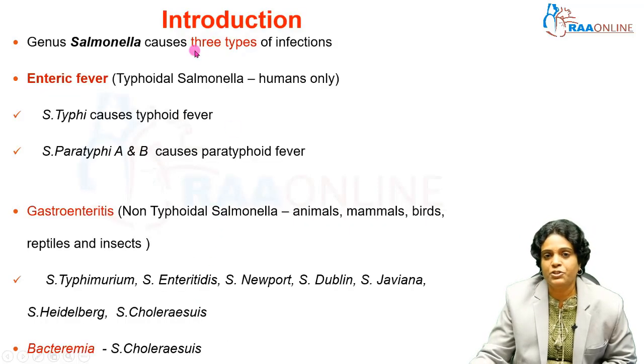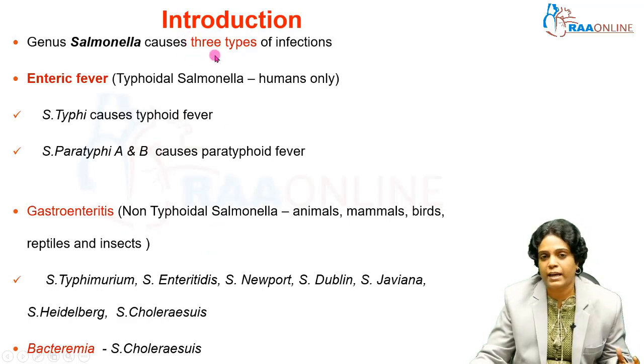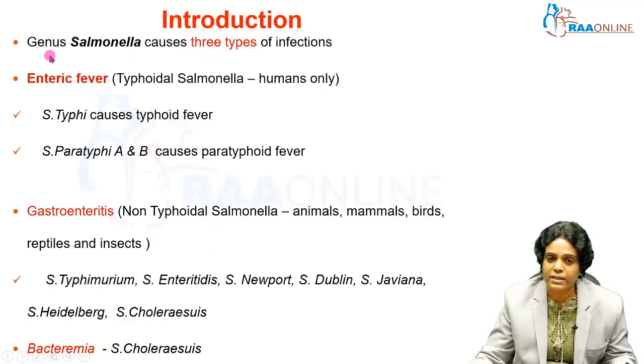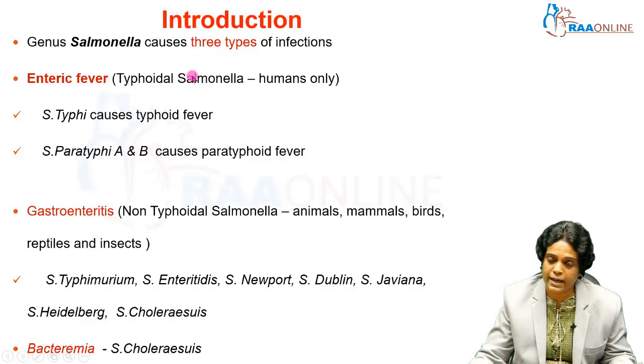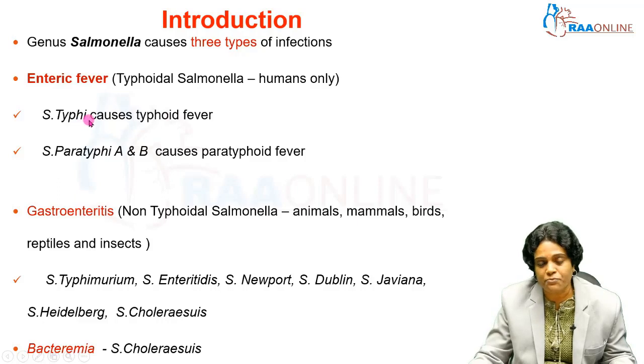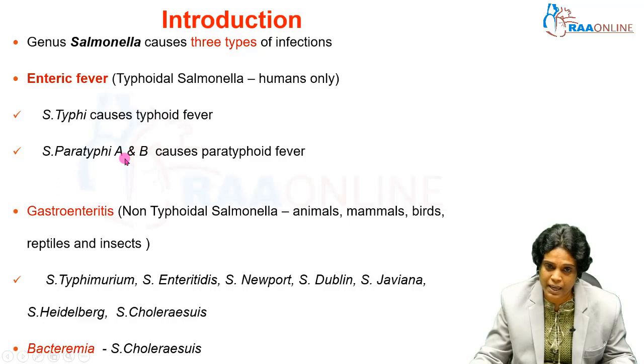To introduce the genus Salmonella, it causes three types of infections. The first one is enteric fever. This is caused by the serotypes of typhoidal Salmonella, which exist only in humans. Humans are the only reservoir host, so they will not be present in animals. The serotype Salmonella typhi causes typhoid fever, and the serotypes Salmonella paratyphi A and B cause paratyphoid fever.